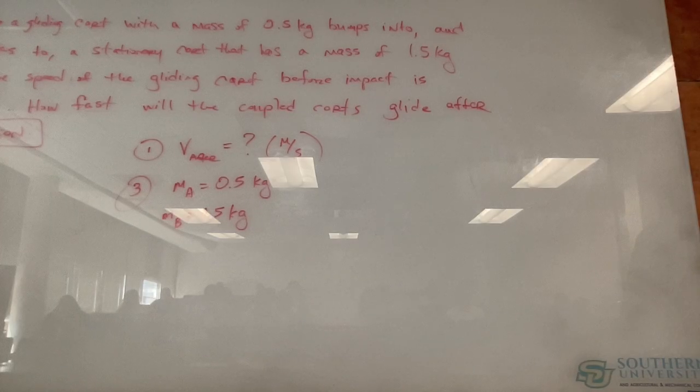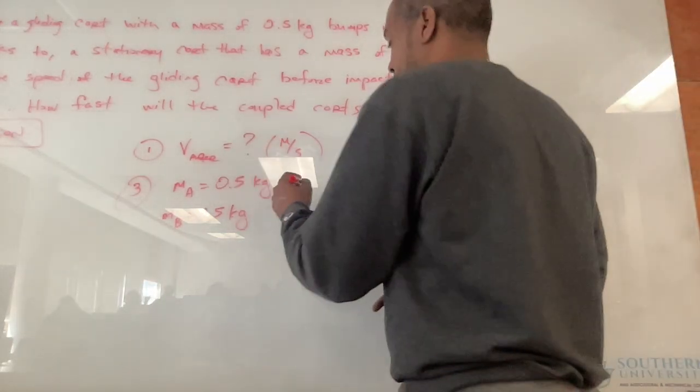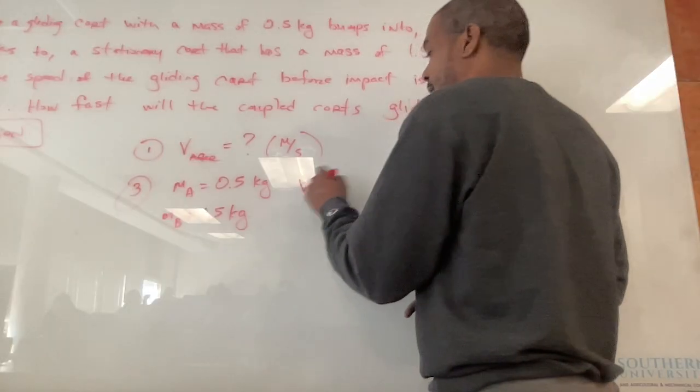The speed of which car? Which is which one? A. See, I'm trying to tell you how you have to be very specific and keep up with things and be organized. It makes life easier. Okay? So this is VA, right?